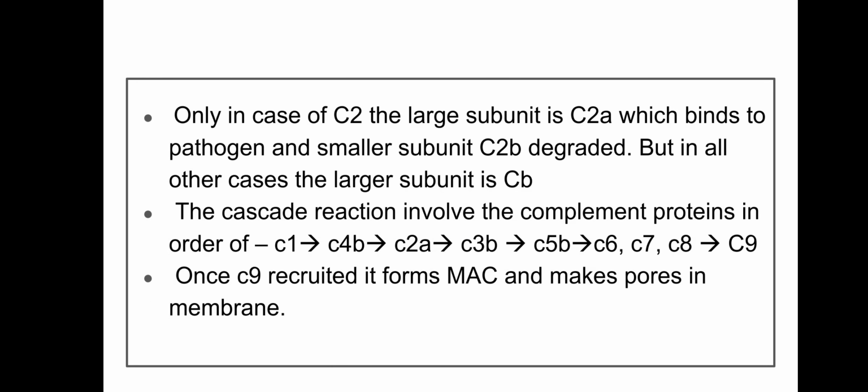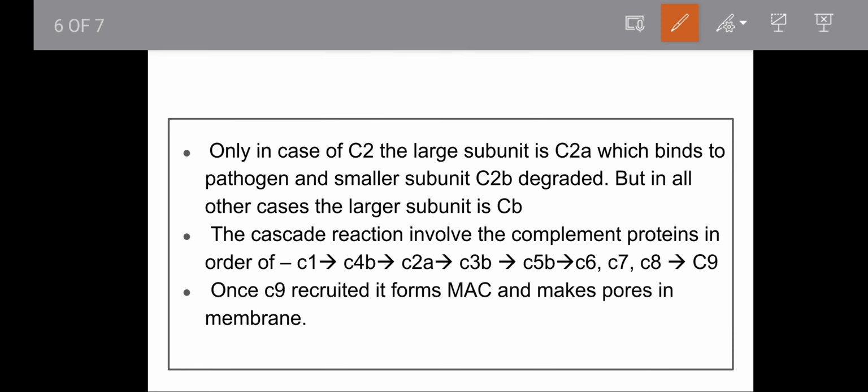As I have discussed, the complement proteins are made up of two subunits, one larger and one smaller. Generally, Cb is the larger subunit, but in the case of C2, the larger subunit will be C2a, and the smaller subunit will be C2b. But in all other cases, the larger subunit will be the Cb part.